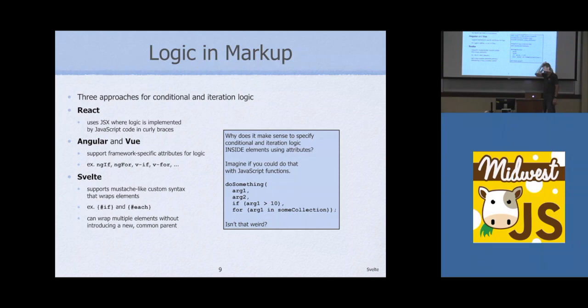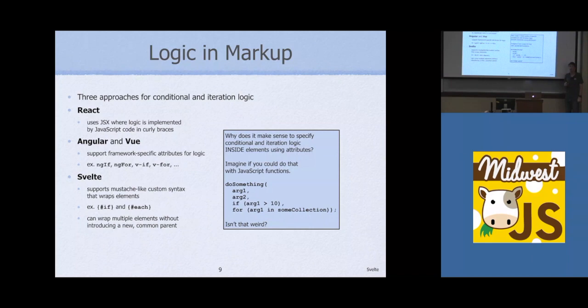But in Svelte, you use a mustache style syntax, like an if statement and an each for iterating. One of the benefits of this is that what you're rendering can be multiple elements. When you're back in Angular and Vue, the directives have to be on a certain element, which means that's going to be a parent of all the things that you're rendering. You're kind of forced to have this common parent. But with the mustache style, I could have any number of elements inside the if, and I don't have to invent a parent just to hold those things.